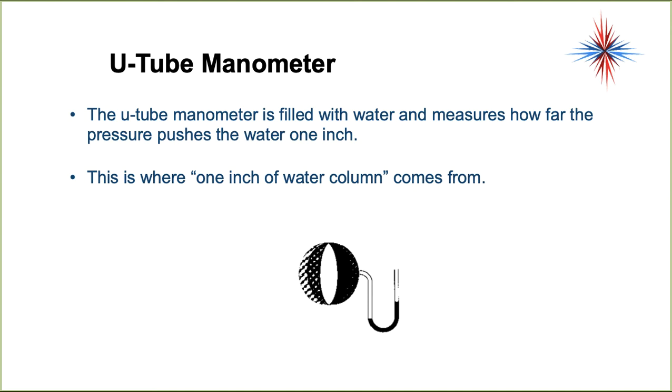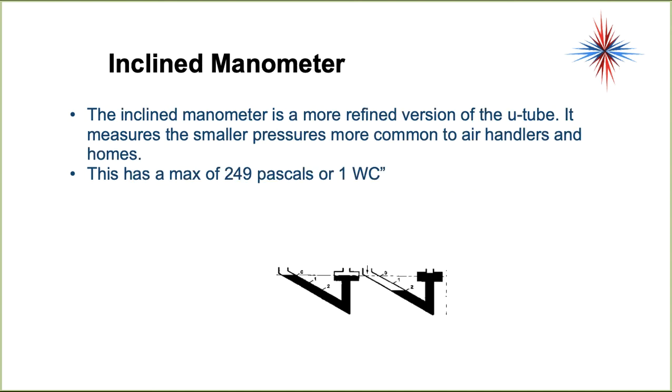There are a lot of electronic tools out there, which we'll talk about, but the water column is the standard. Now, an incline manometer is a more refined version of the U-tube. It measures the smaller pressures, more common to air handlers and homes. It has a maximum of 249 pascals, which is 1-inch water column. I've just given you a conversion: 249 pascals equals 1-inch water column.